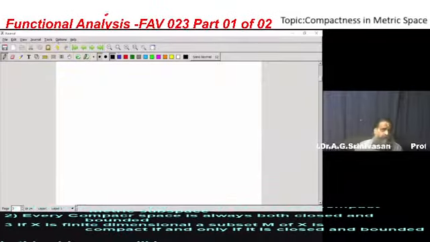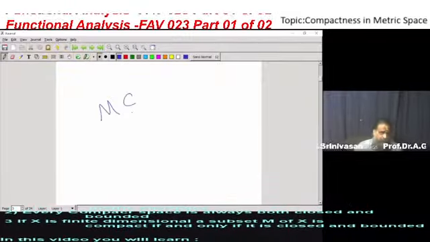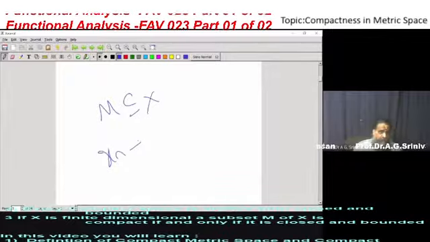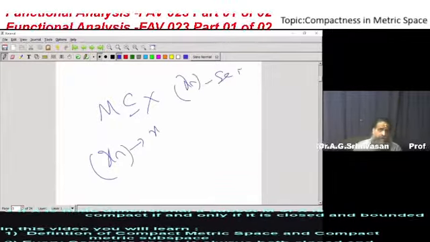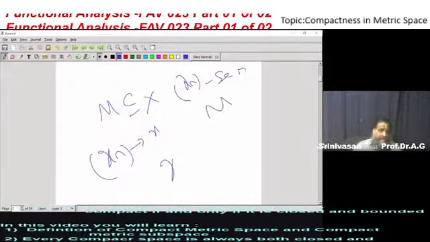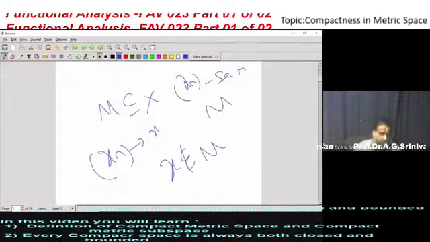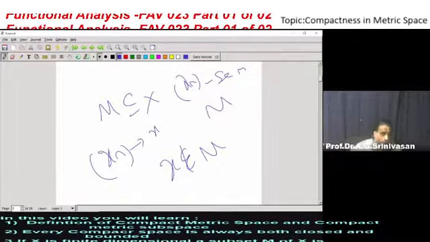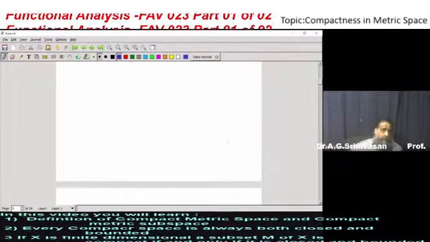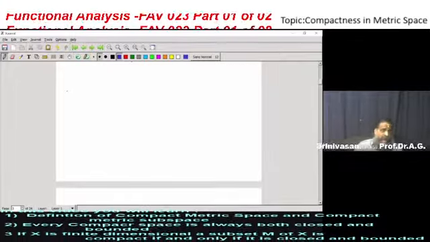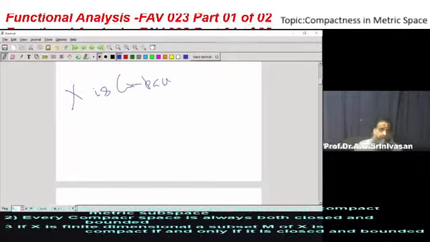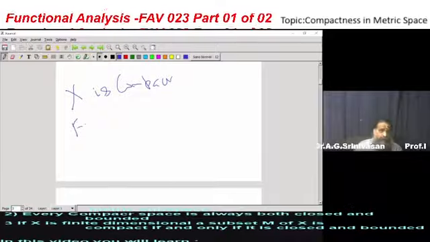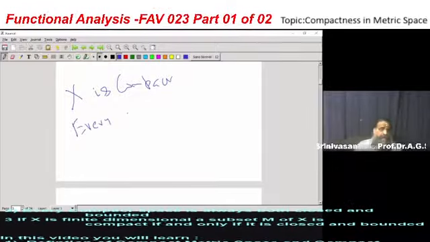Let me explain one more time. If you take M, a subset of X, and xn converges to X, where xn is a sequence in M, then X need not be in M. That's the point we have to say. However, that's the climax. However, when I say X is compact, what is the definition? This is a very important point.